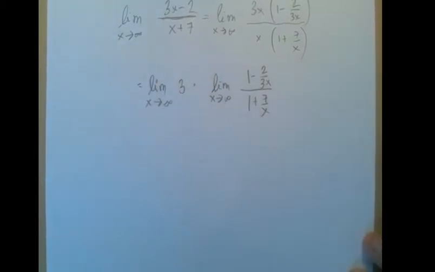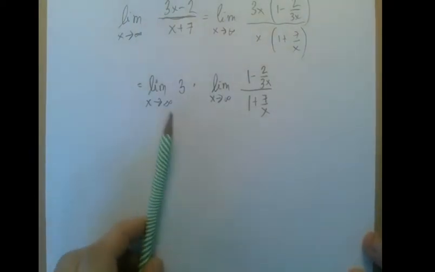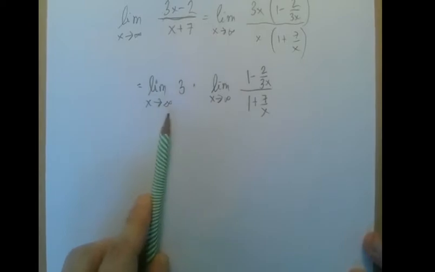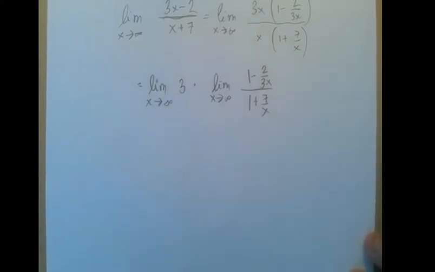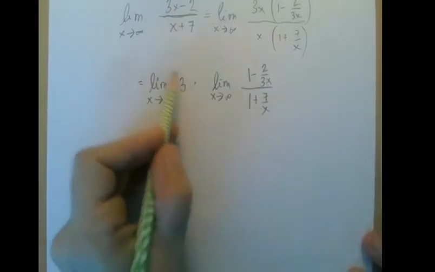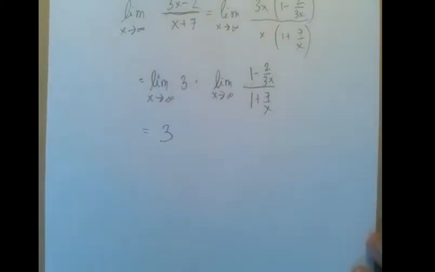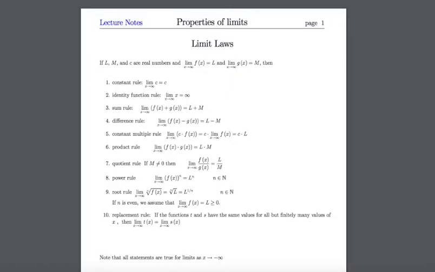right? Even on the sheet that's restricted to finite, this is a finite number really close to 3, and this is really close to 1. Now how can we say that this is 3? That is the constant rule that I believe is the first rule on this sheet of properties, the first rule that says that the limit of c is c.